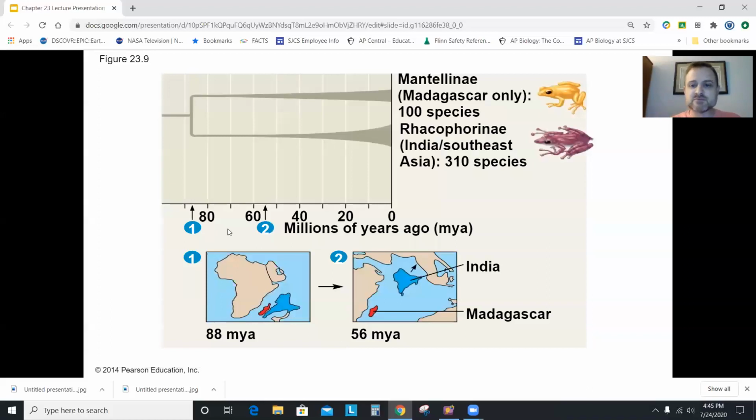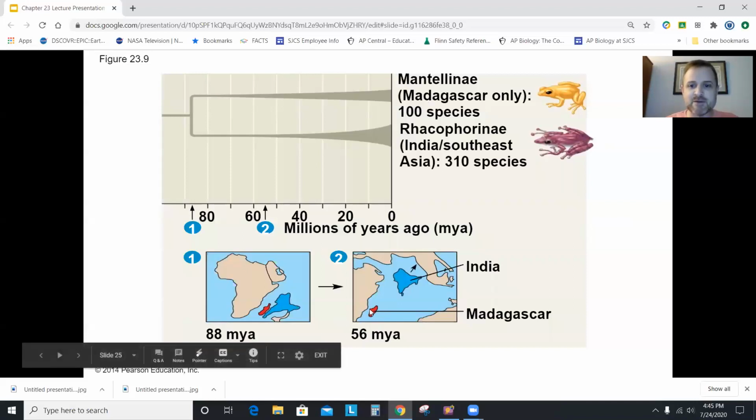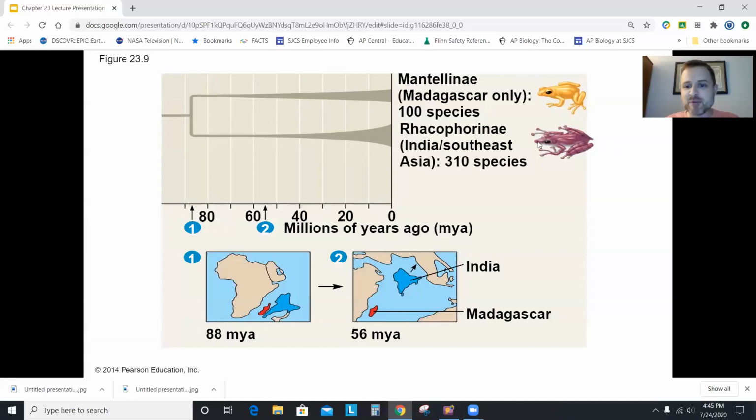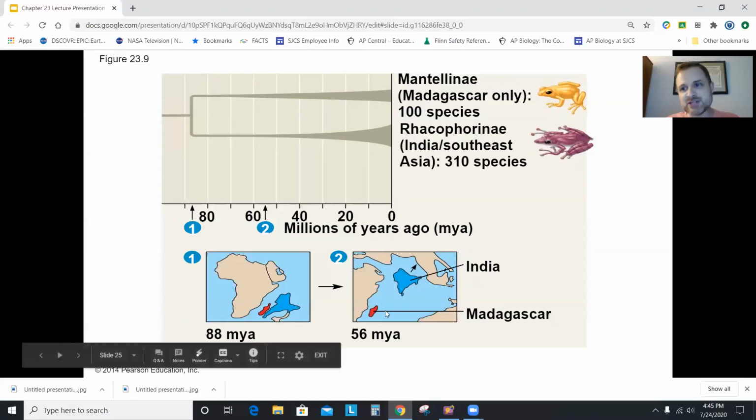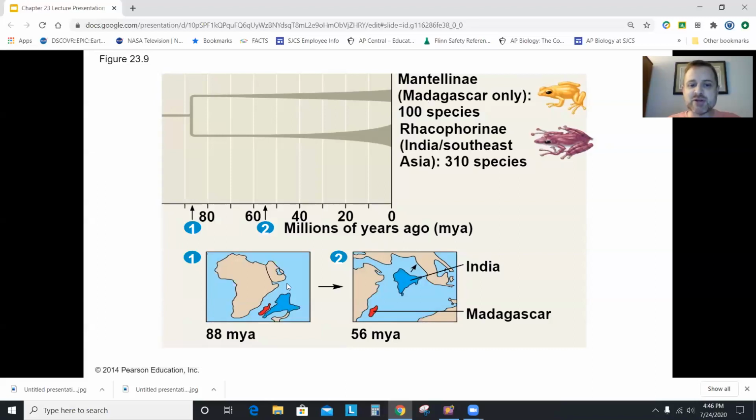The first frog is native to Madagascar, which is right here off the coast of Africa. This frog, the purple one, is native to India and Southeast Asia, which is right here. They're not near each other now. But if you look back after Pangaea was breaking up, Madagascar and India were much, much closer together, such that the frogs could go back and forth. What's so interesting here is that on this slide, they're showing you two different ways of dating when these islands separated, or when India back in the day was not attached to Asia.